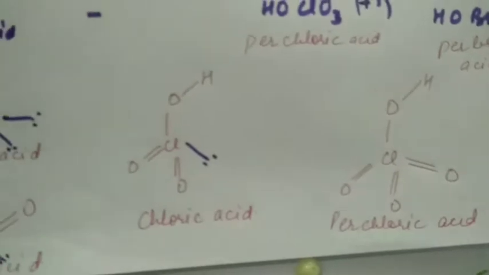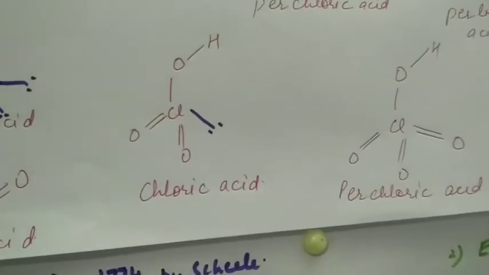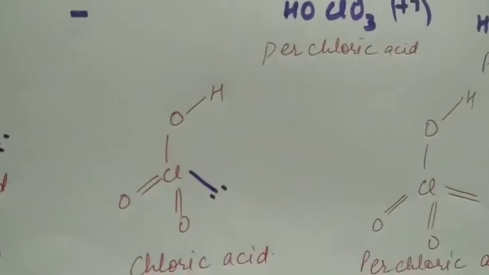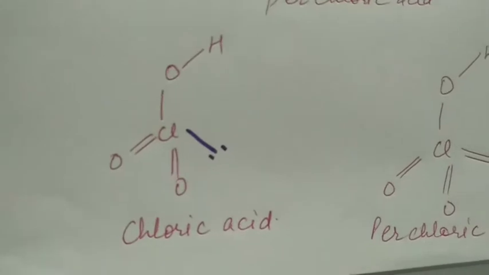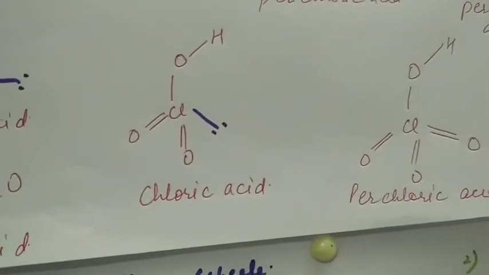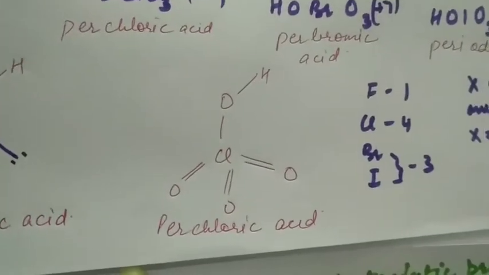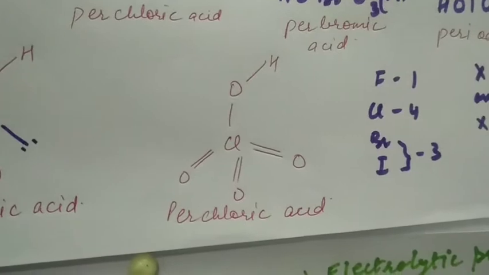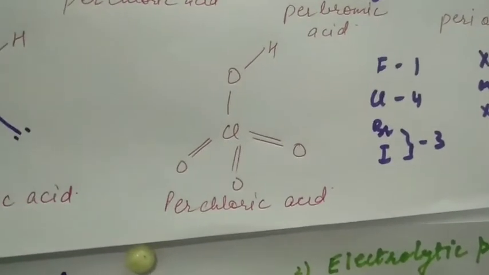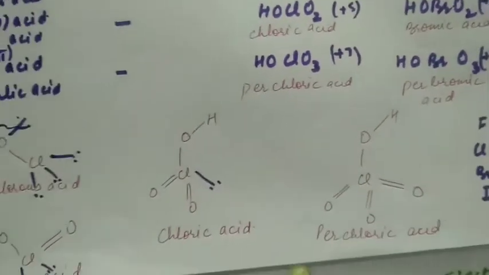Chlorine is again in an sp3 hybridization, but of the four sp3 hybrid orbitals, one is occupied by lone pair of electrons, that is marked in purple here. And then we have two chlorine oxo bonds and one chlorine OH bond. In case of perchloric acid, we have 3 chlorine oxo bonds and one OH bond. The oxidation state of perchloric acid is +7.